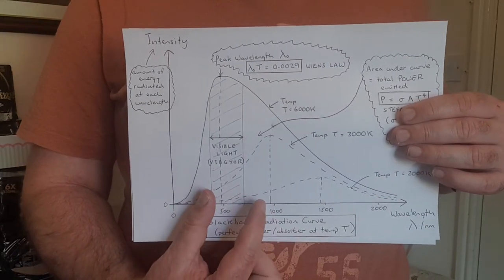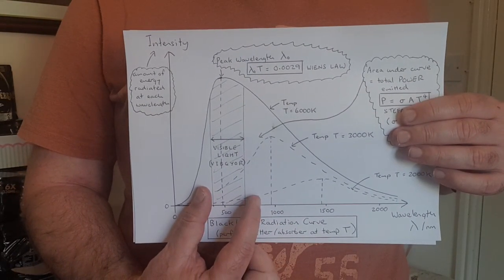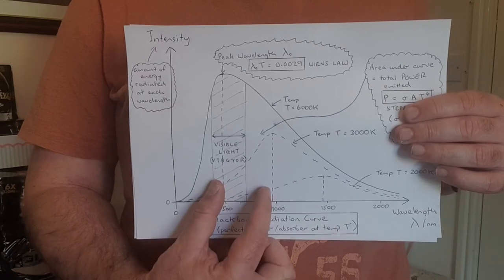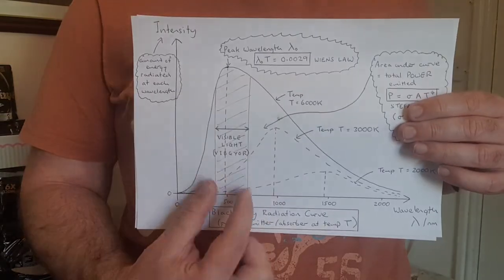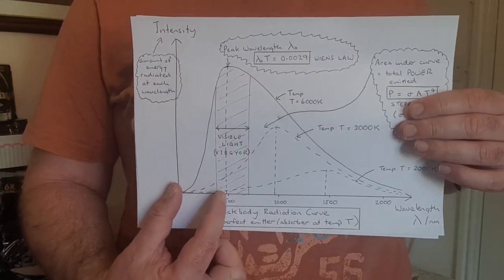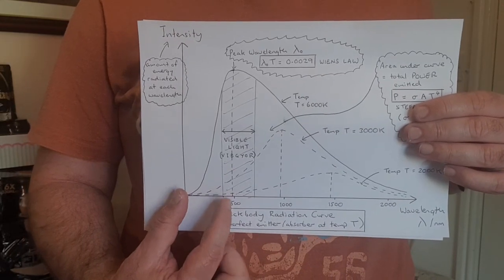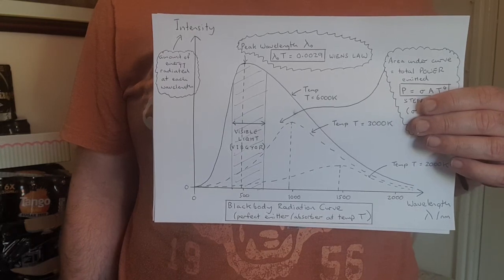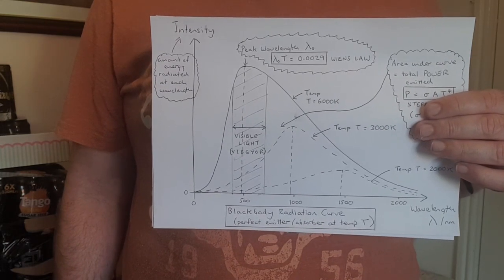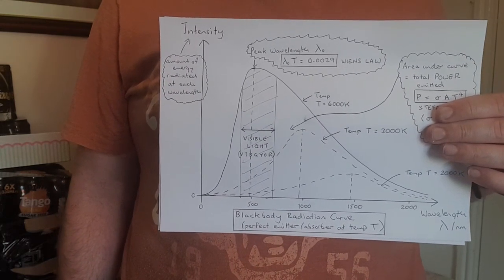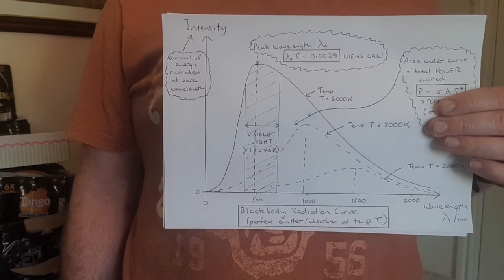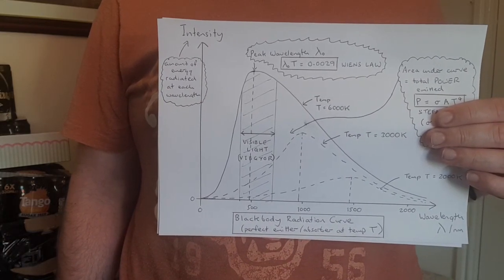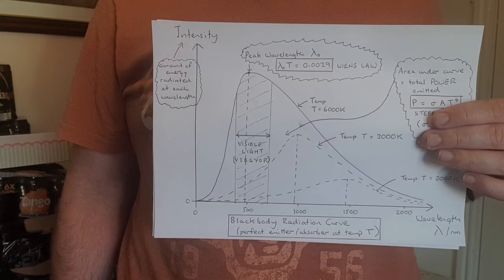The actual range of visible light is quite a narrow range. These are the visible wavelengths within this shaded-in band. Shorter wavelengths than that are ultraviolet, and longer wavelengths than that are infrared. What I've drawn here is 3 curves which represent the spectra of 3 different objects at different temperatures.